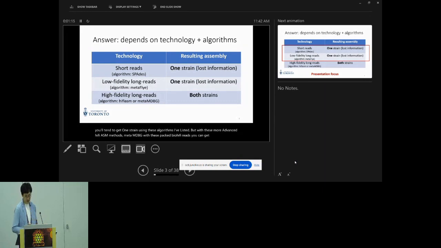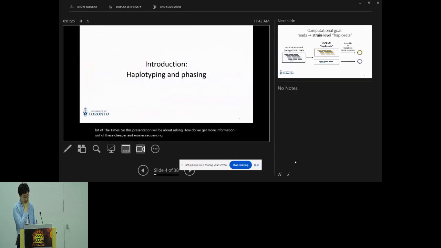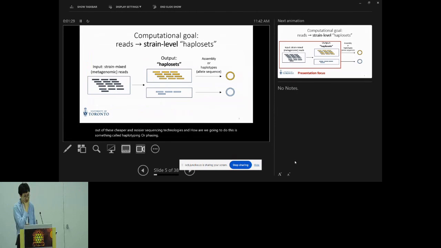So this presentation will be about asking, how do we get more information out of these cheaper and noisier sequencing technologies? And how we're going to do this is something called haplotyping or phasing. The idea and the computational goal of this presentation is really to go from reads to something I call strain level haplosets. Haplosets are clusters of reads where all the reads belong to exactly one strain.